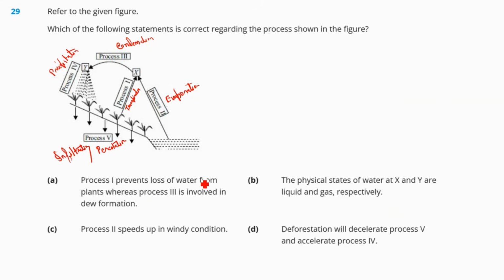Okay, let's see. They've asked for the correct statement. The first option says process 1 prevents loss of water from plants. No, it does not prevent. It is the process of losing water from the plants. And process 3 is involved in dew formation, condensation. Yes, this is correct, but the first one is not correct. So this is the incorrect statement.